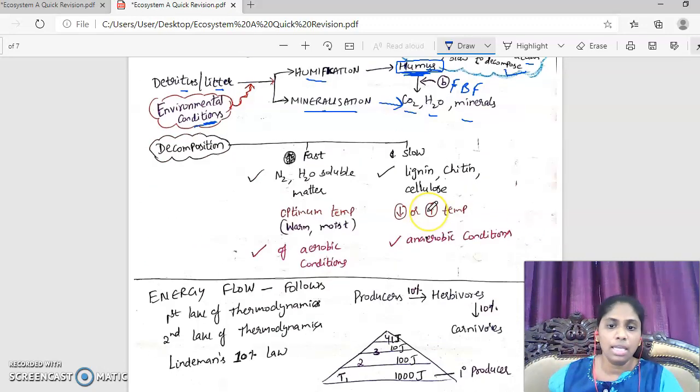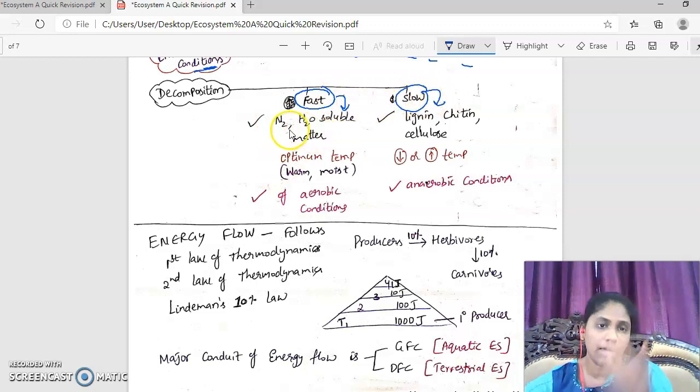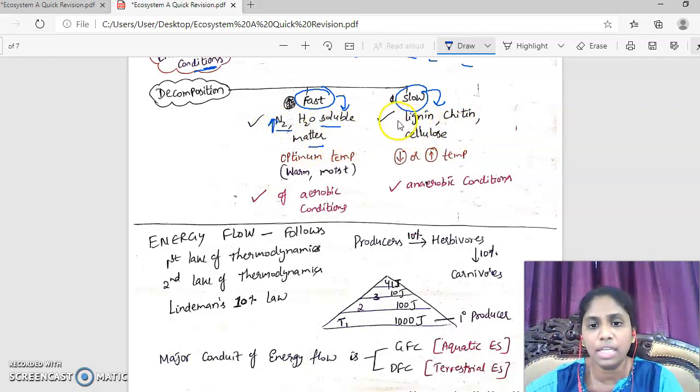Right? Now let us see what makes the process faster and slower. Decomposition can occur fast under these conditions, and it occurs slow under these conditions. For faster decomposition, the detritus must contain more nitrogen and water soluble matter. On the other hand, if it is slow, it means there is more lignin, chitin and cellulose. Optimum conditions for fast decomposition are warmth and moisture, and on the contrary, for decomposition to occur slowly, either the temperature is very low or very high, or moisture is very much or very less.